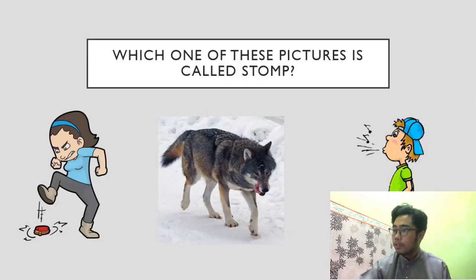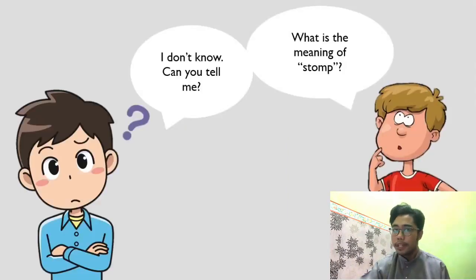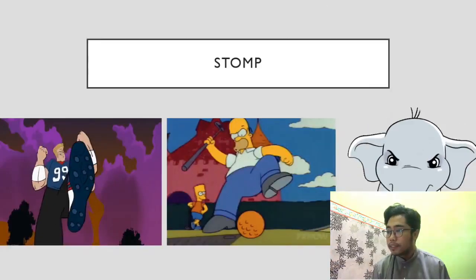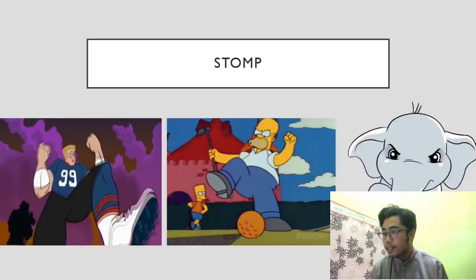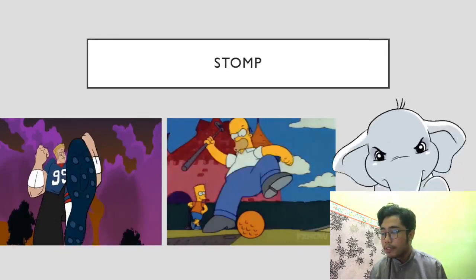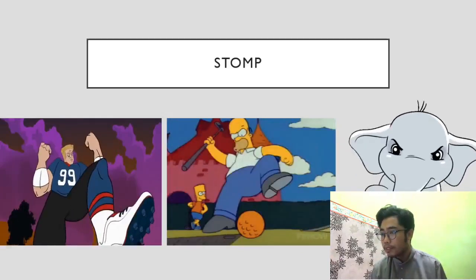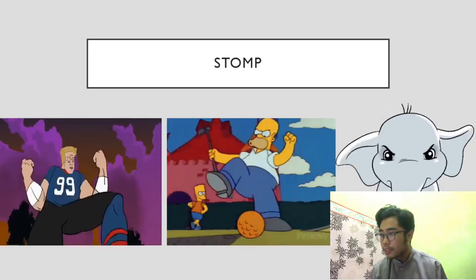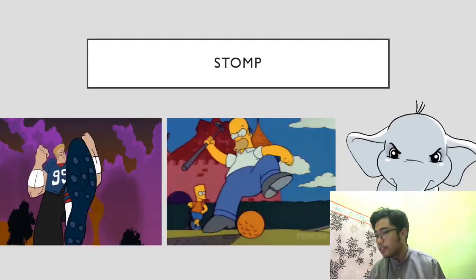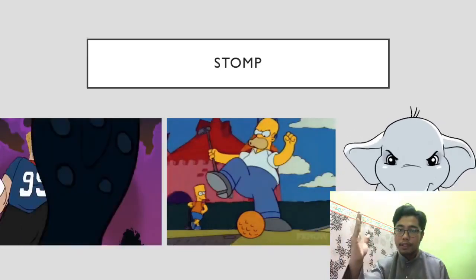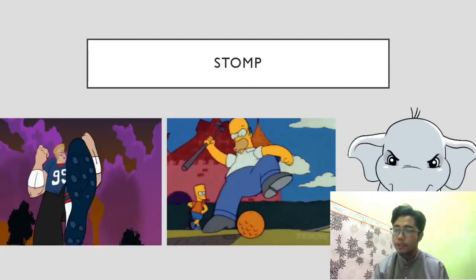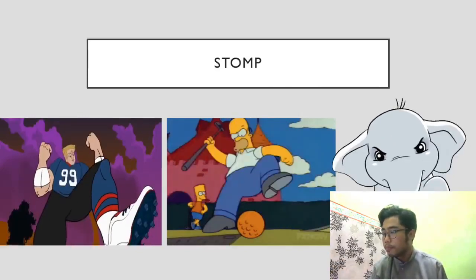So, what is picture number 1? Stomp. What is the meaning of stomp? I don't know. Can you tell me? Yes, I can. Let's see. There are three pictures again. The animated pictures, GIFs. Let's look at picture number 1. There's a cartoon man. He's an American football player. He's wearing boots, yes, on his left leg, and his foot is moving towards our face from the point of view.